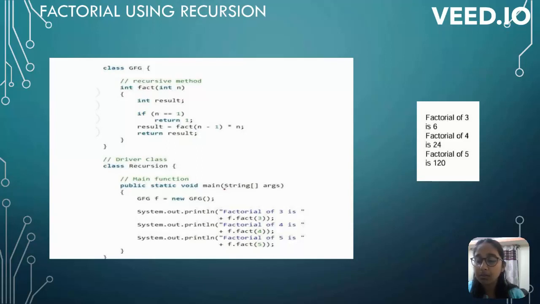Moving on to the main function in the recursion class, an instance of the GFG class is created using the statement GFG f equals new GFG. This allows us to access the fact method. The System.out.println statements are used to print the factorial values of different numbers. In this code, it calculates and prints the factorial of 3, 4, 5 using the fact method of the GFG class.